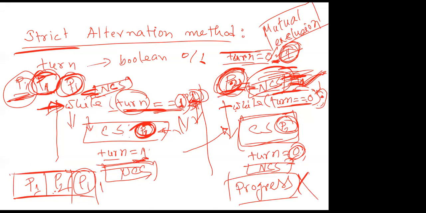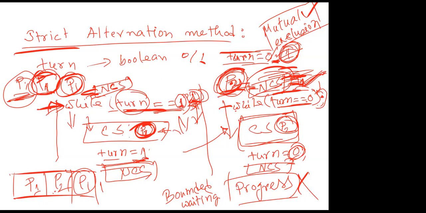Let's see whether bounded waiting is satisfied or not. Bounded waiting is another property; there are three properties, and mutual exclusion is satisfied. Bounded waiting means that after one process completes its critical section and another process shows interest in entering the critical section, the first process cannot execute the critical section again and again while the other waits.